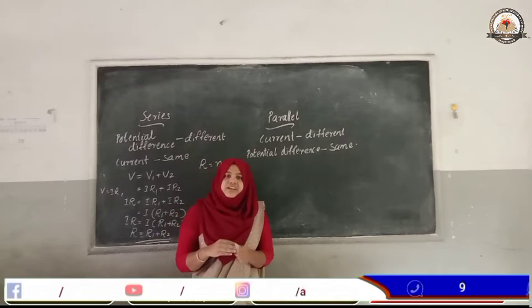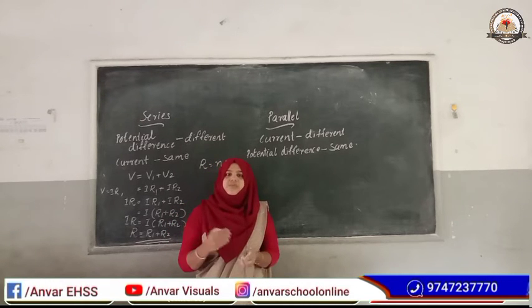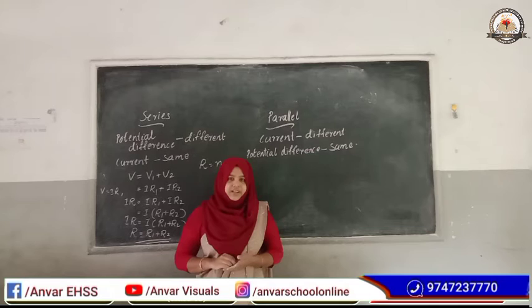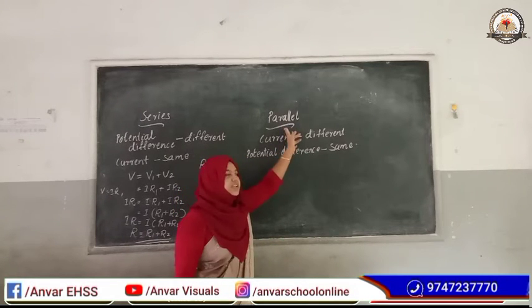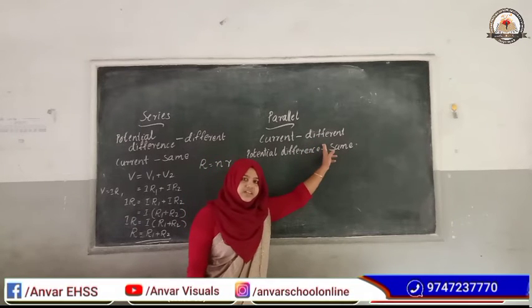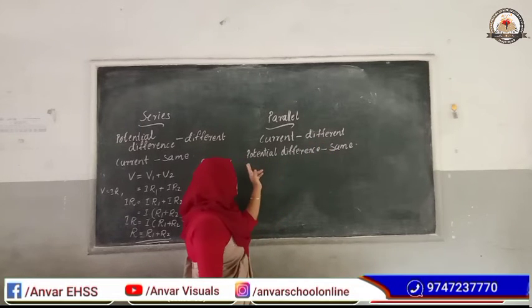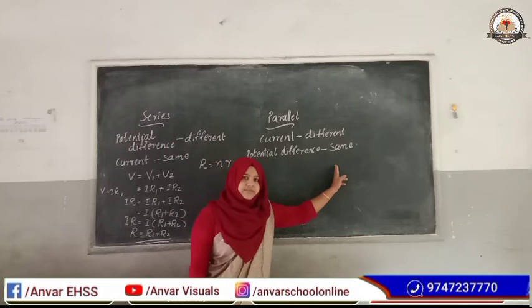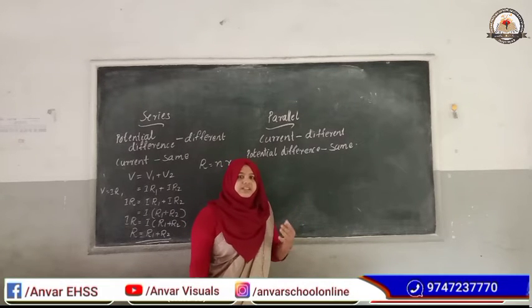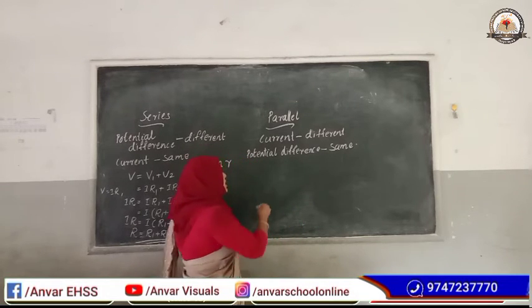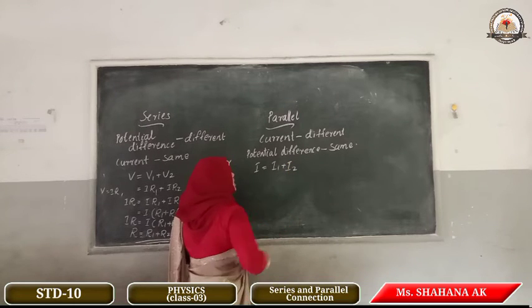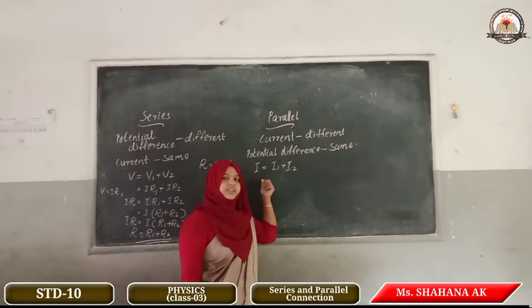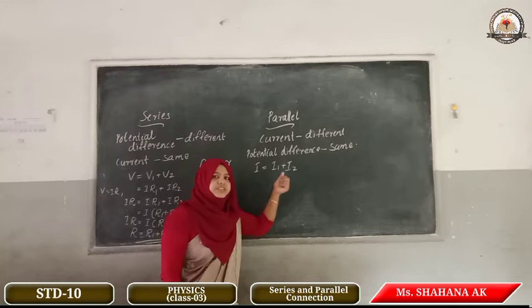Then we have to find what will be the effective resistance when we are connecting resistors in parallel. So we know that when we are connecting resistors in parallel combination, the current will be different across each resistor and the potential difference will be same. So here the total current through the circuit is I is equal to I1 plus I2.